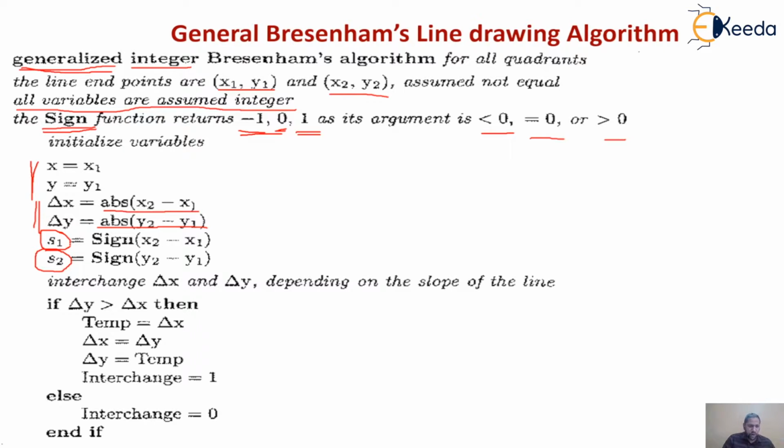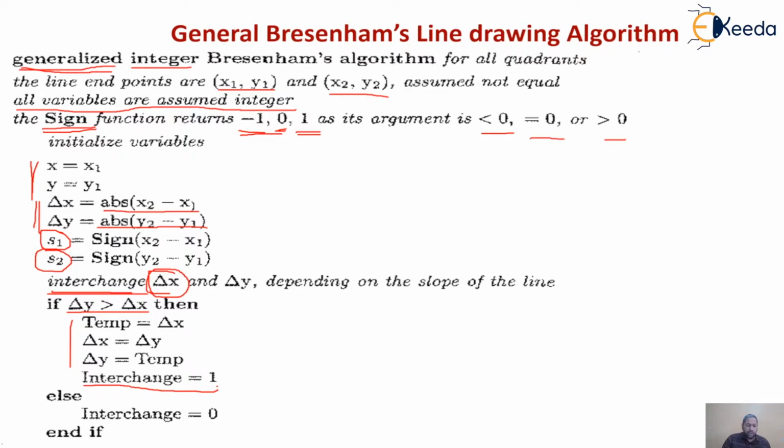Now after this, the interchange variable is very important. Why is this interchange variable used? Because we are always assuming that delta x is greater, which I am using for my for loop or while loop. But if delta y is greater, I check the condition: if the value of delta y is greater than delta x, I interchange the values of delta x and delta y, which is the swapping of delta y and delta x, and I set interchange equal to 1.